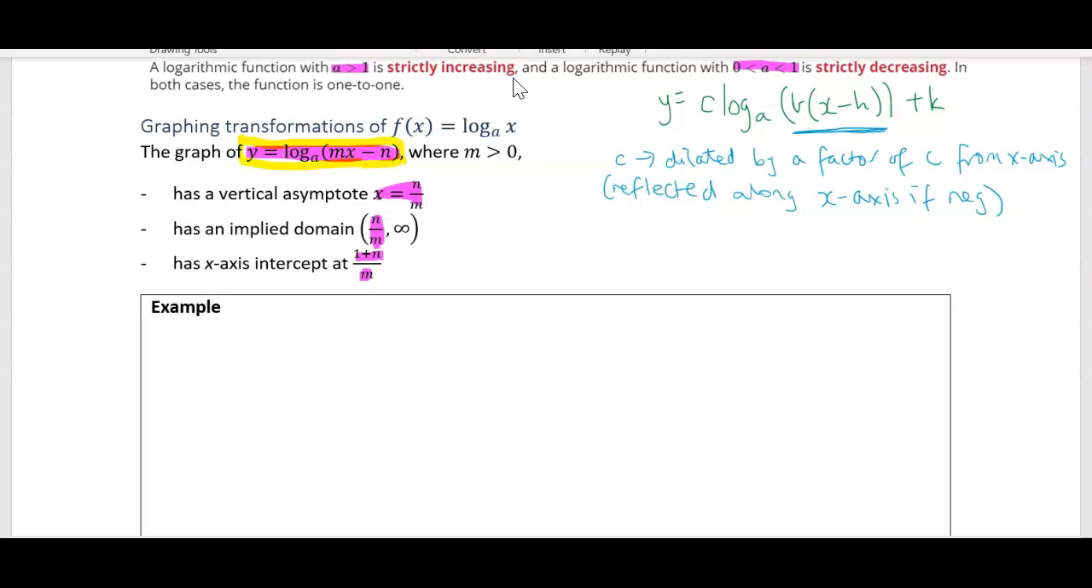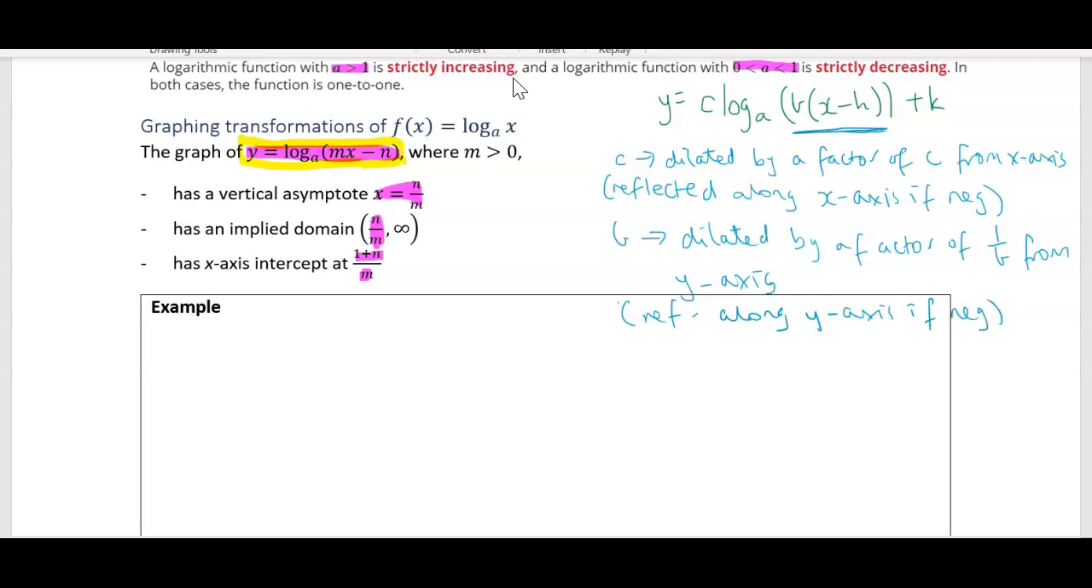Okay, the B is a dilation by a factor of, oops, not C, 1 over B from the y-axis. And then if B is negative, reflected along the y-axis if negative.